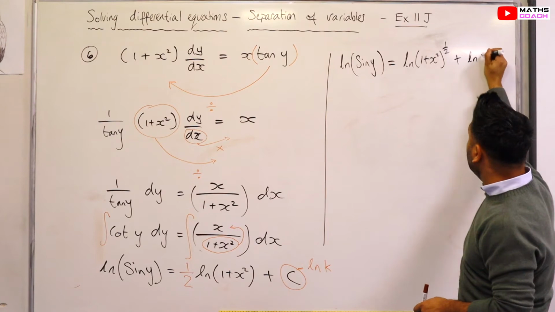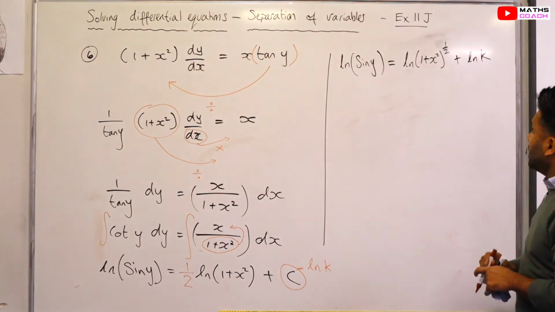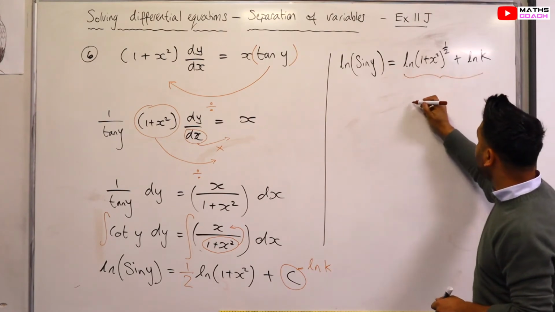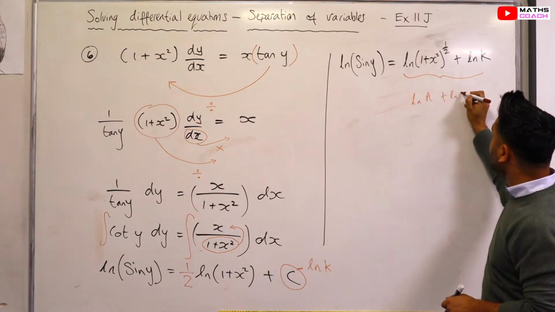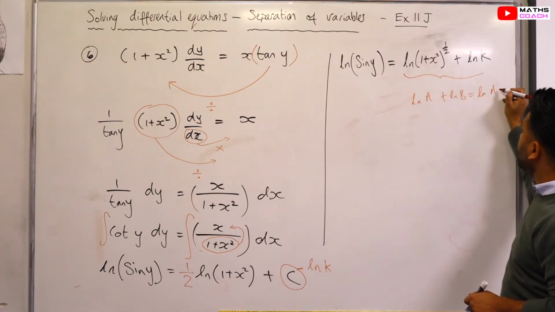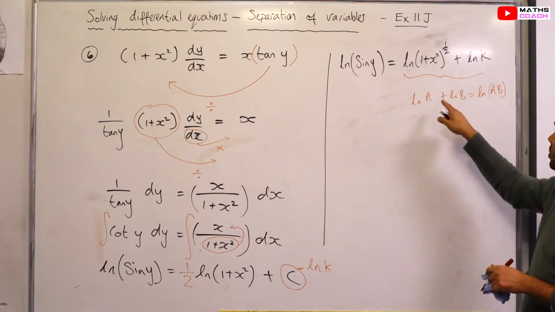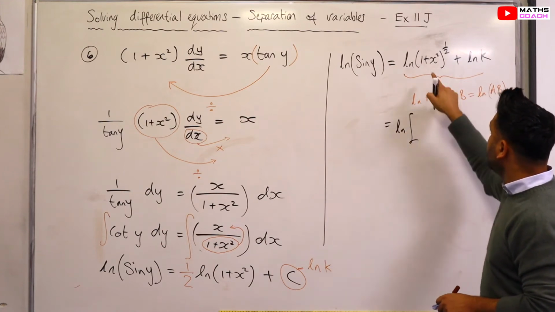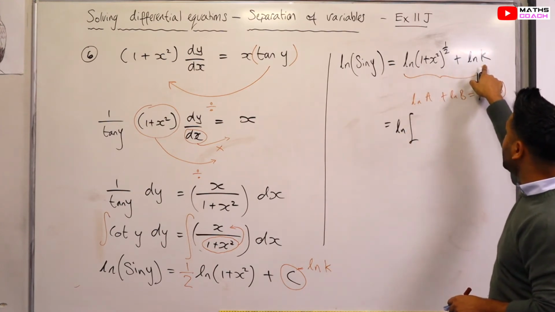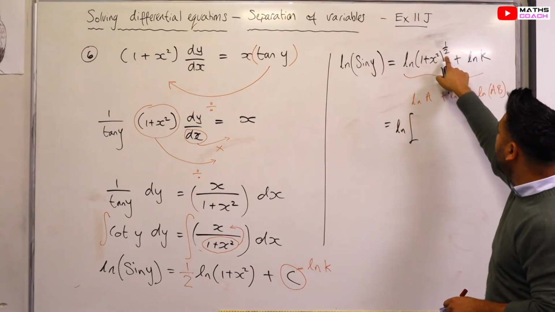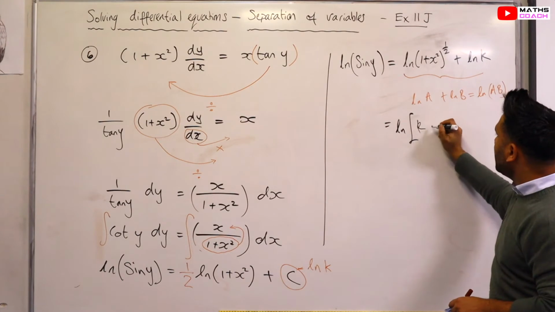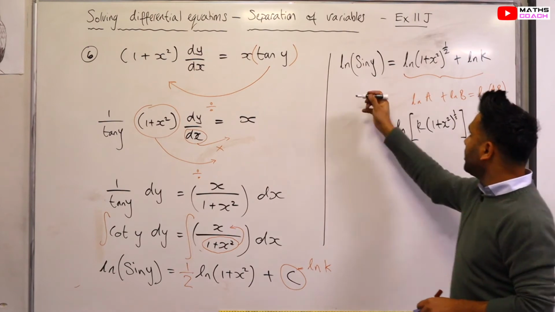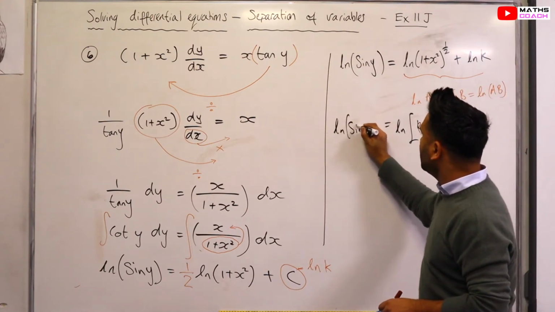Plus the ln of a constant k. Now the next step is, if you look at those two ln terms, this is like saying ln a plus ln b is the same as the ln of a multiplied by b. If you use that rule for logarithms, we can rewrite this as the ln of the product of those expressions inside of the ln. So 1 plus x squared to the power half times k, or k multiplied by (1 plus x squared) to the power half. And on the left side, we have the ln of sine y.